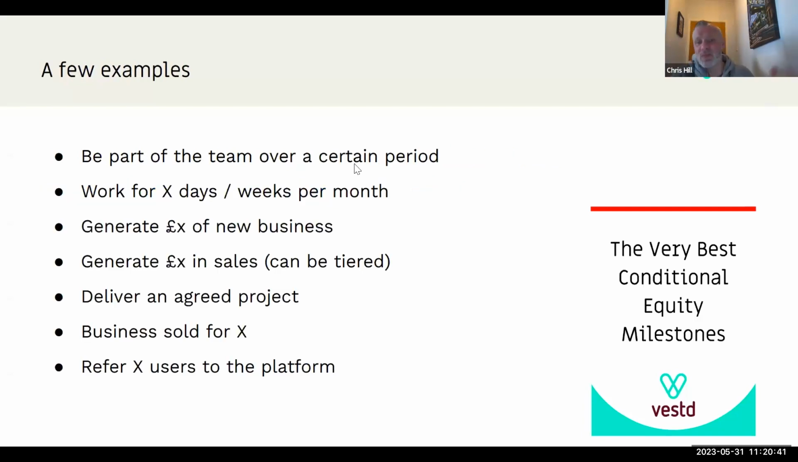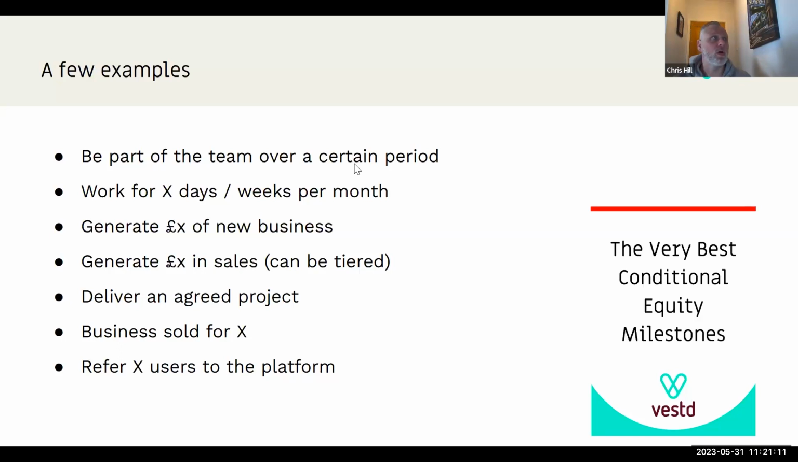So it's about thinking about the different conditions that you have. It could be part of the team, be an employee for 5 years, work 4 days a week, work 1 week a month. For an advisor, you will give me 1 day a week of your time for the next 3 years, after that, you get X. I just said bring in £1 million worth of new business. Deliver an agreed project. Matt, you can have 10,000 growth shares if we have an all singing, all dancing e-commerce website built in the next 12 months.